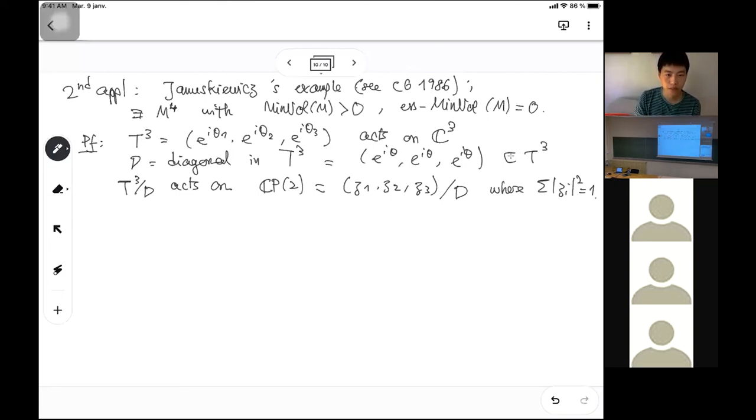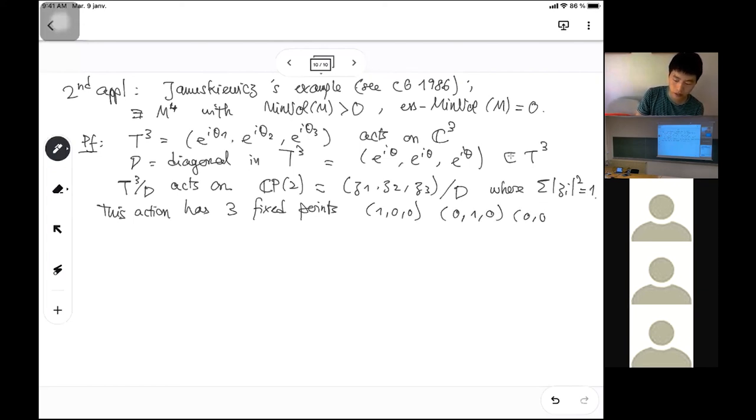Let's continue with this example. You have this action, and it's not a free action. It has in fact 3 fixed points that I'm going to write down: (1,0,0), (0,1,0), and (0,0,1). So you have CP2, and you have a T2 action on CP2. It's not a free action. You have those fixed points.